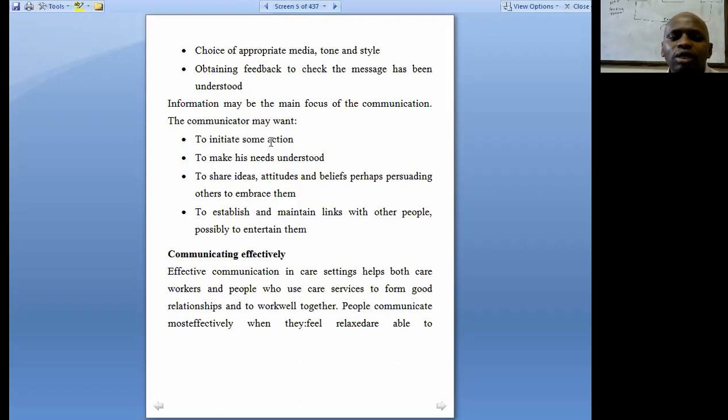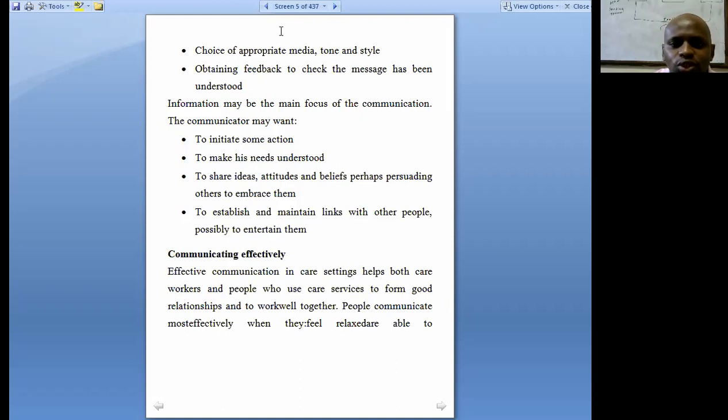So the communicator may want to initiate some actions. Once you have the information, it is always easy for you to initiate the action. And if you don't have information, then it becomes difficult for you to do that. Then the other thing is to make his needs understood. So the communicator also requires that what he really needs is able to be understood by all the parties.